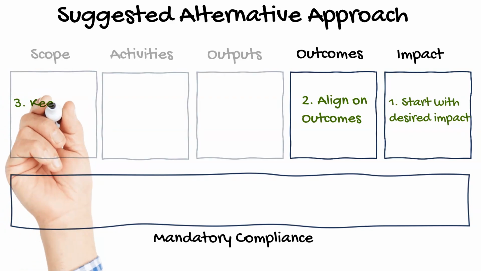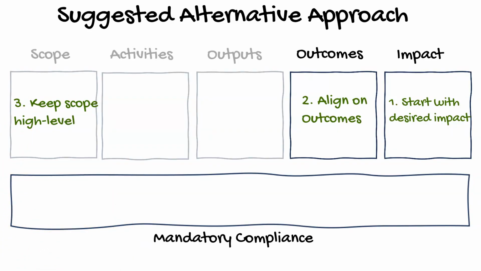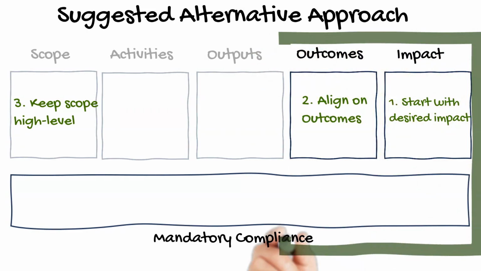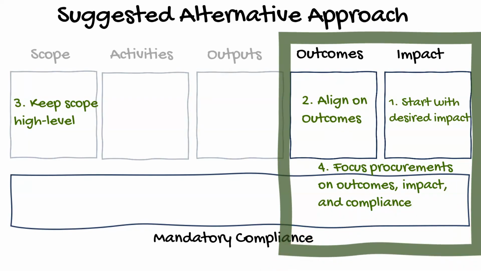Third, keep scope boundaries as high level and flexible as possible. We recognize in most state environments, the staff working on procurements often do not have the autonomy to decide scope, but can usually decide to articulate it at a higher level of detail. And fourth, focus the procurement on the outcomes, impact, and compliance, and build the evaluation criteria, performance management measures, and payment conditions around those areas.